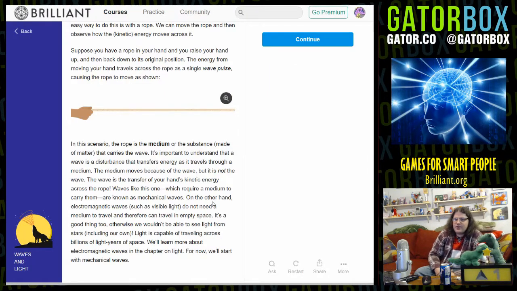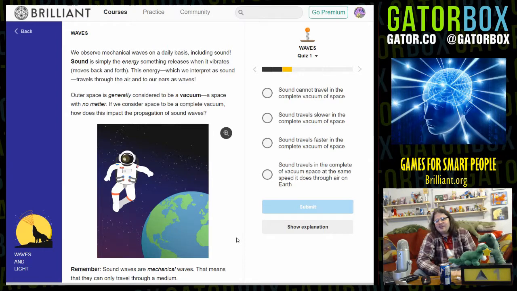In this scenario, the rope is the medium, or the substance that carries the wave. It's important to understand that a wave is a disturbance that transfers energy as it travels through a medium. We observe mechanical waves on a daily basis, including sound. Sound is simply the energy something releases when it vibrates, moves back and forth.